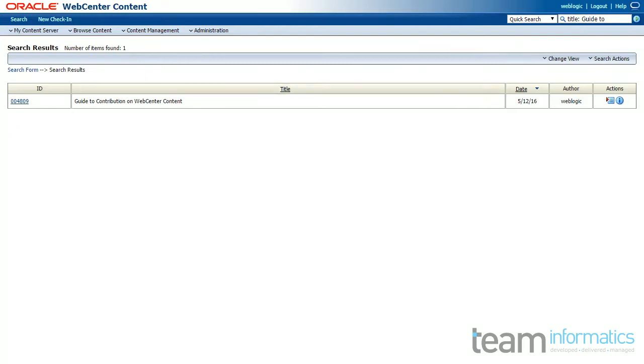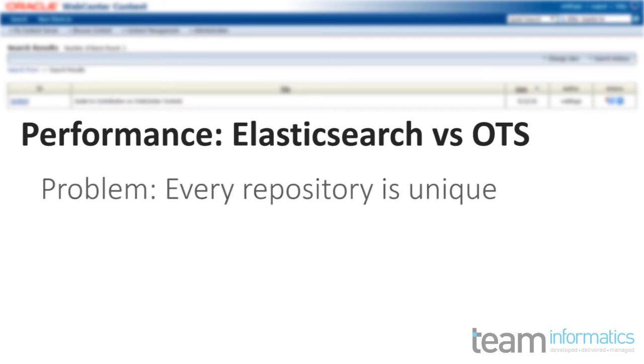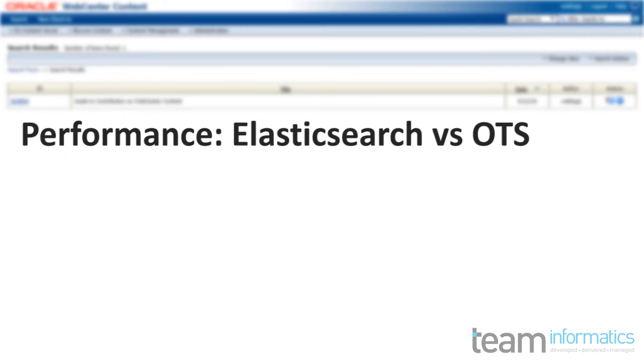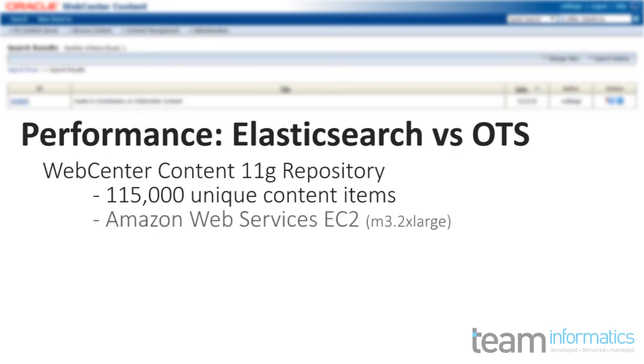Now our index is optimized and our friendly search names are configured, but what does all this ultimately mean for speed? Well, that's a tough question to answer because everyone's repositories are filled with unique content, and everyone's running WebCenter content on different hardware or virtualization with different levels of resources. What we can tell you is that we tested with a WebCenter 11G repository of just over 115,000 unique content items, running on a single AWS M3 2x large instance.